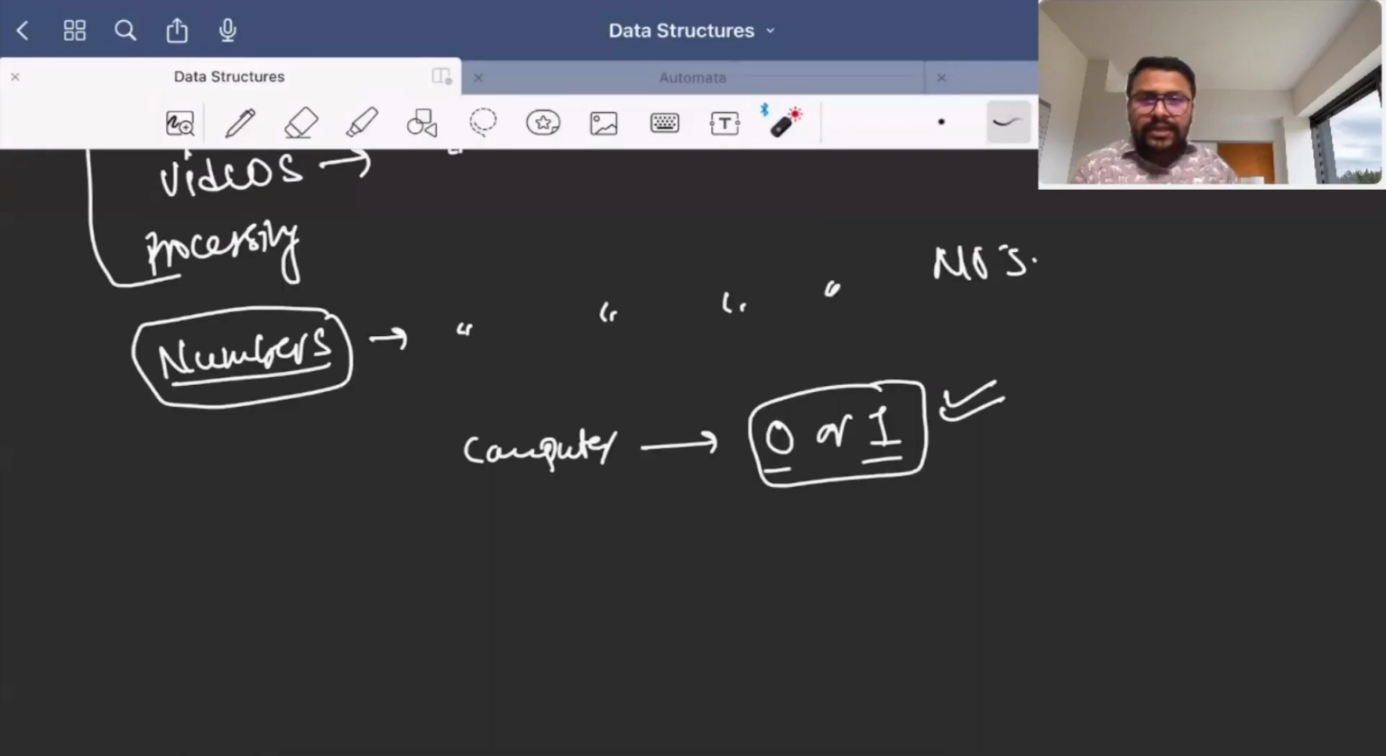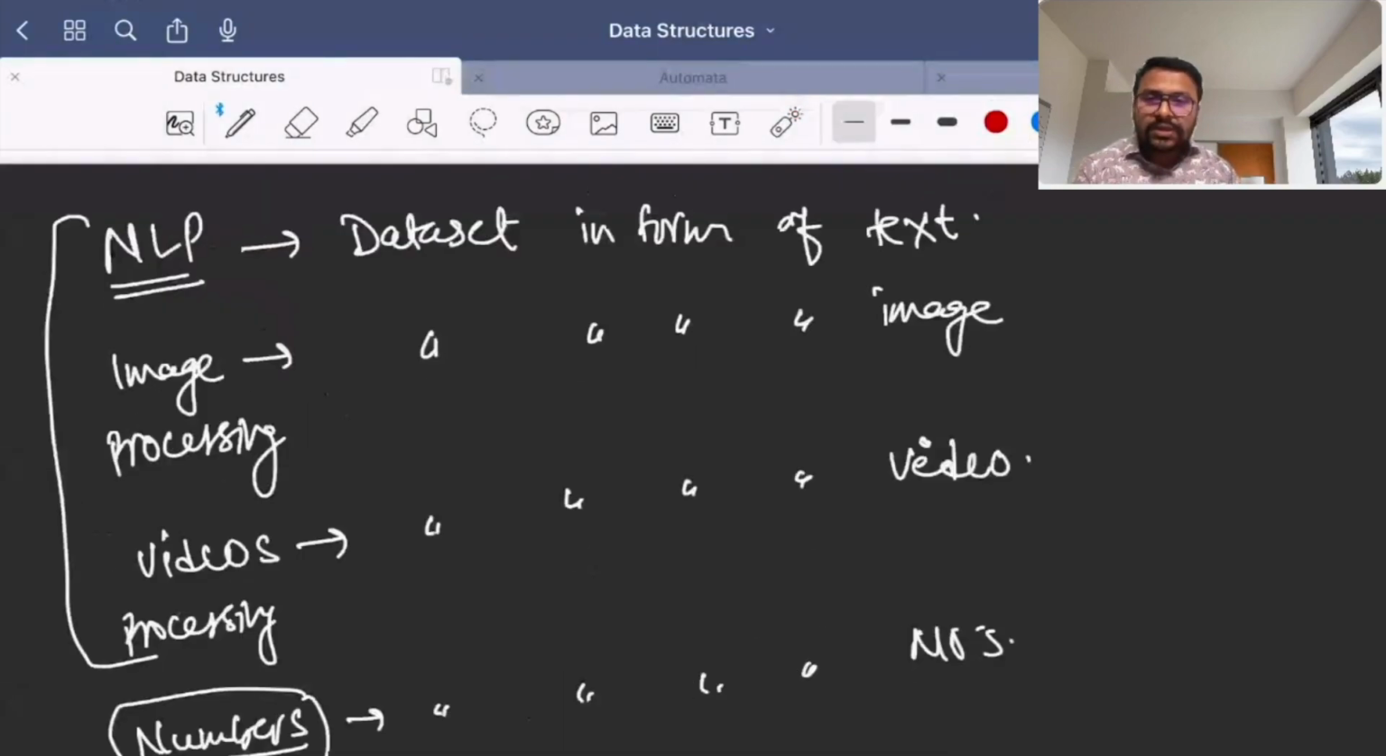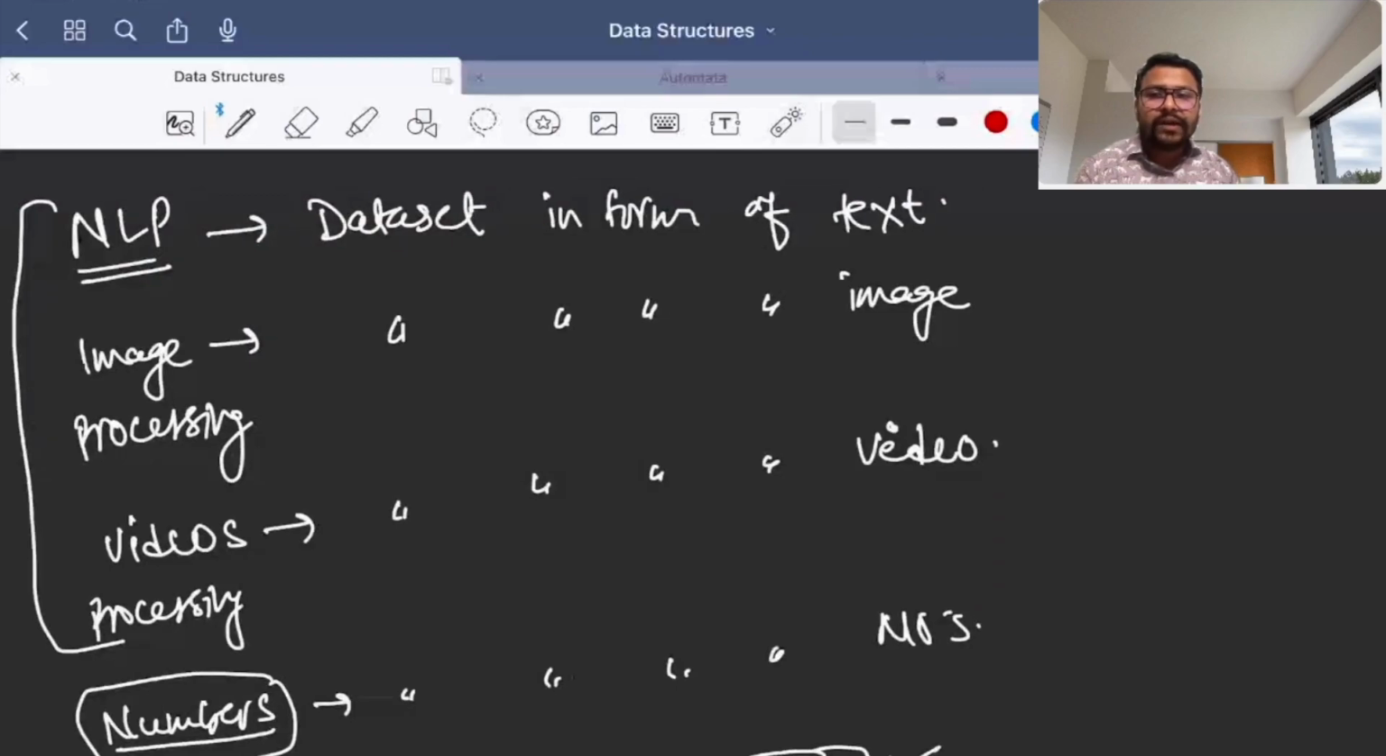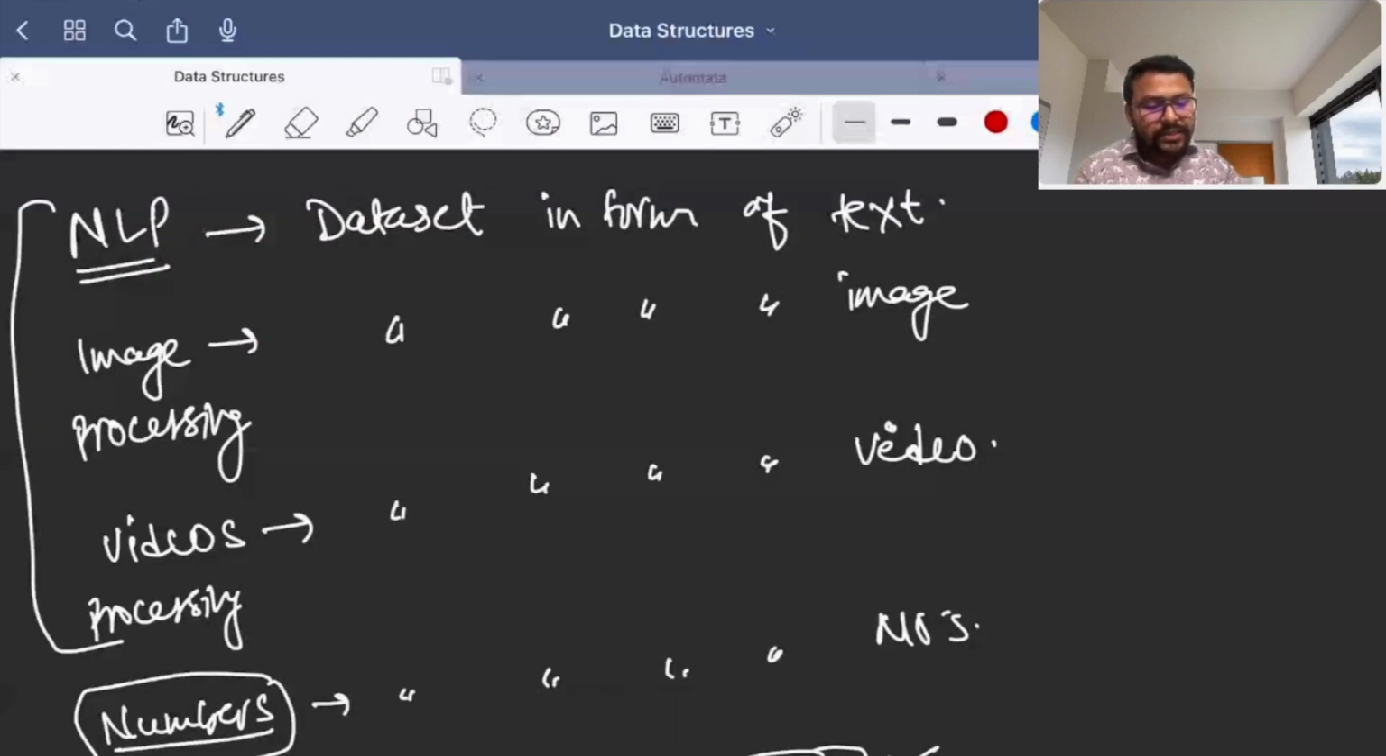And what is the necessity of such kinds of data? Why can't we have numbers only? Because let's say we want to do sentiment analysis, and for sentiment analysis, we don't have numbers directly.